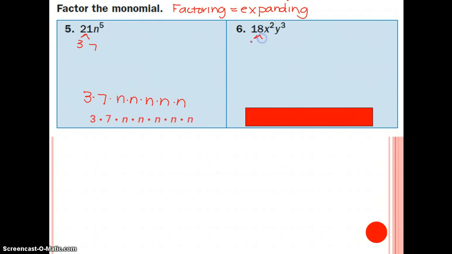Number 6, we have, well, we can do a couple of things. We can do 2 and 9. 2 is prime. 3 and 3. And 3 is a prime. So we have 2 times 3 times 3. And again, we're expanding. So we're not going to do 3 squared. We're going to expand it out. Times x times y times y times y.